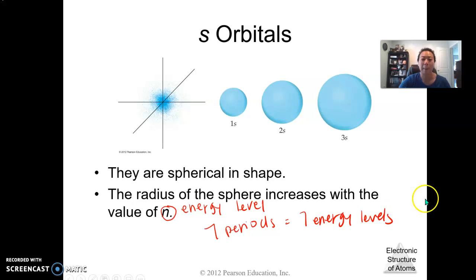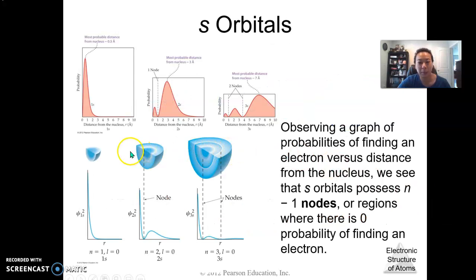Okay, a little bit more information. So remember I said that the orbitals have to get bigger because the electrons cannot occupy the same amount of space. So here's our teeny tiny 1s orbital, and this is distance from the nucleus. The shaded part right here, this is the likelihood of finding an electron.